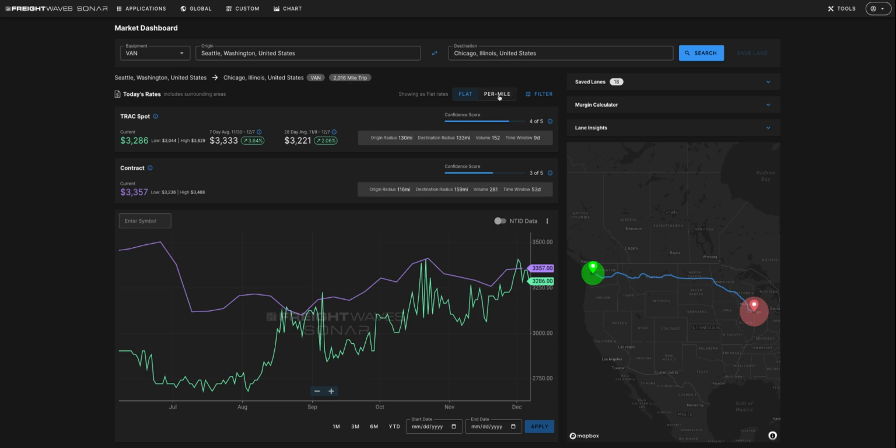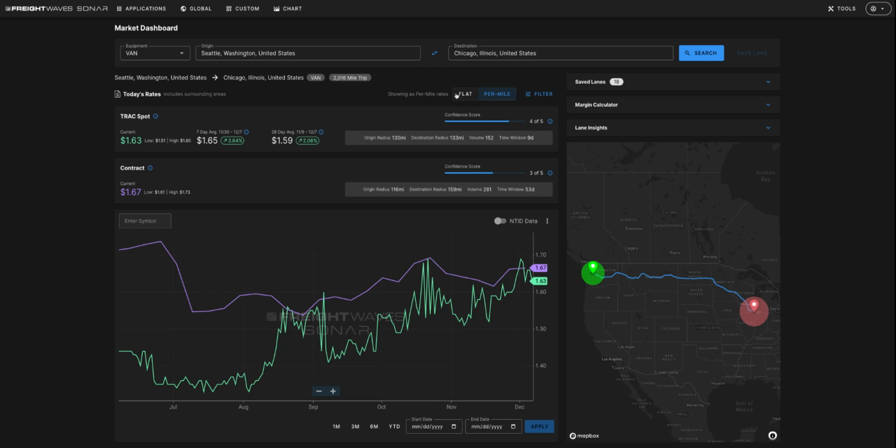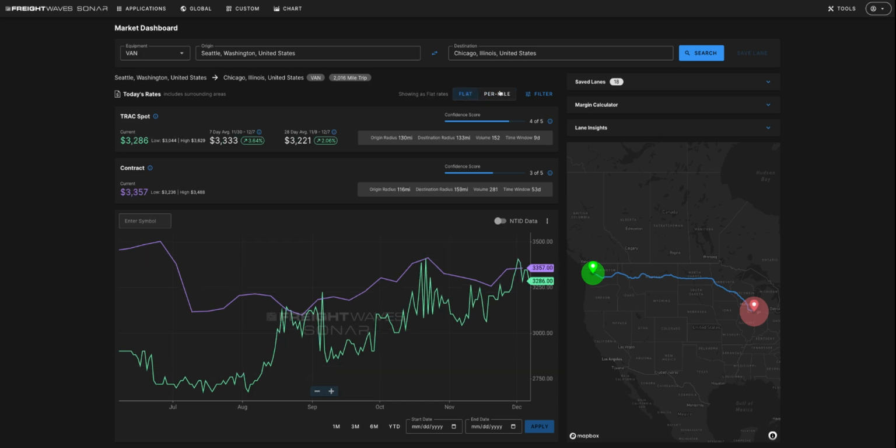You have the ability to change it to a rate per mile if that's how you prefer to look at rates, or you can keep it at flat. Whichever one you choose will be saved the next time you log in. Of course, you can always switch back and forth.